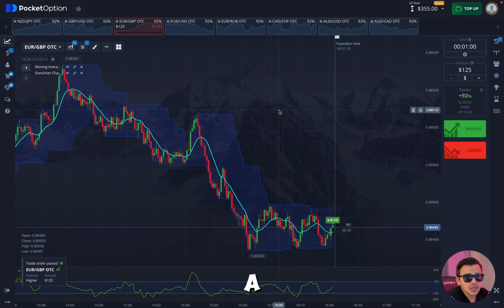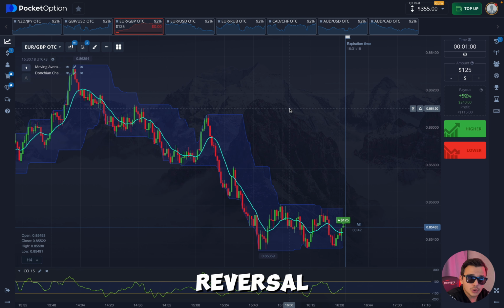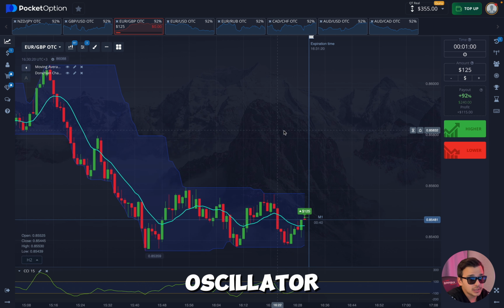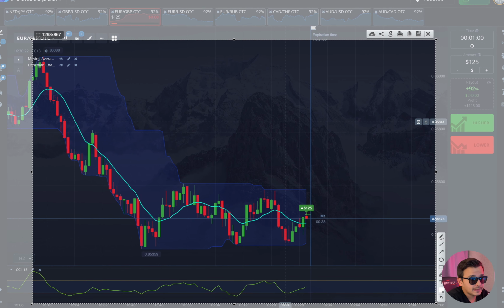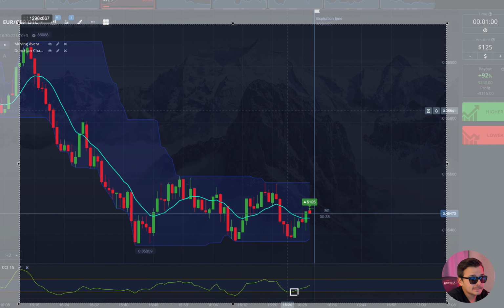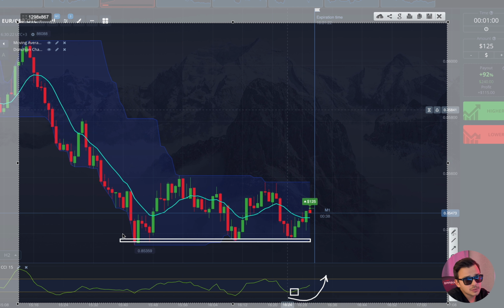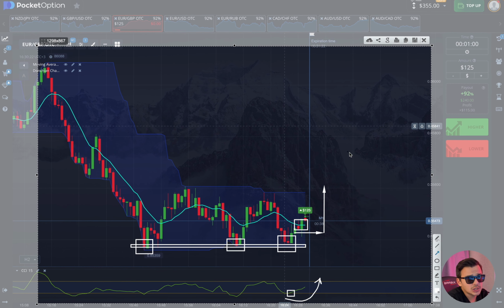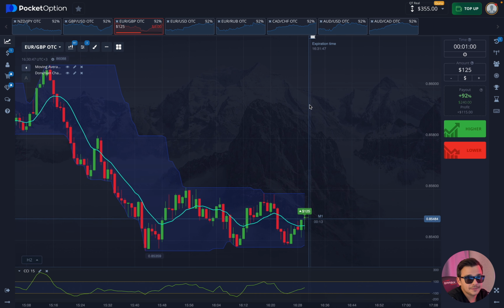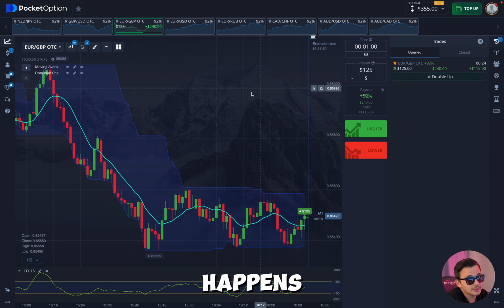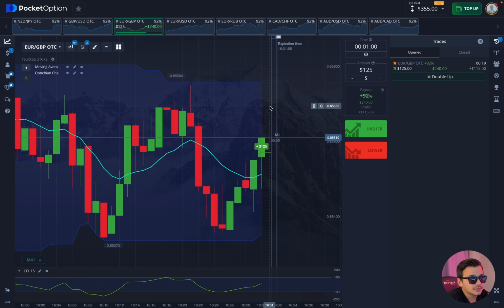Here we can try to open a trade on the upside. There was also a reversal from the oversold area at the oscillator moving line. Also, there was a touch of the support area. Relatively good touch point. Price bounced. There was a crossover of the weighted moving average from bottom to top. And we can try to open a trade here on the upside. Let's see if the exit happens. Several seconds left to go.